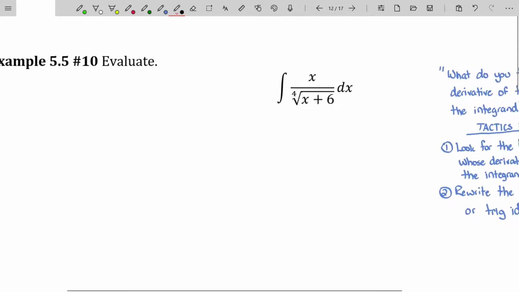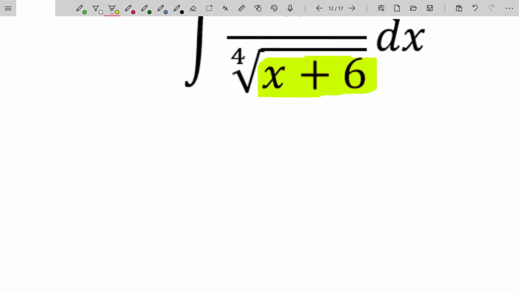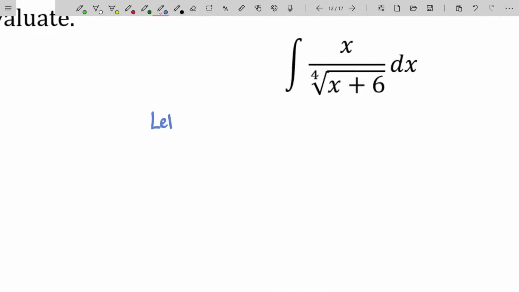So what you can do here, there's one of two options. The first option that I'm going to mention is probably the safest when you're first learning integration. So you could let u equal this x plus 6. Now, technically, that's not the largest thing you could let u equal, but I think it's an easier conversation to have to say, let's go ahead and let u equal x plus 6.